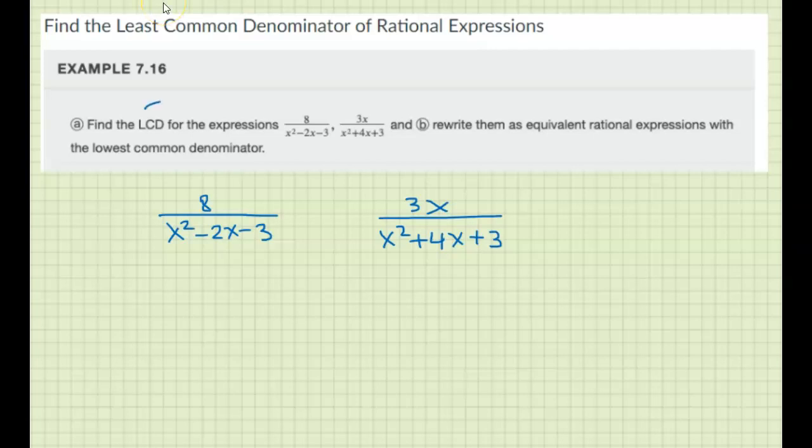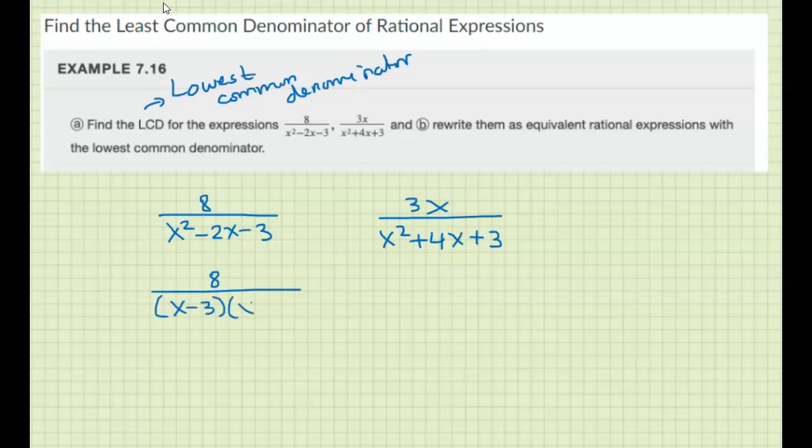This is the lowest common denominator. And then it says rewrite them as equivalent rational expressions with the lowest common denominator. Okay, so this is how this works. You're going to factor all the denominators only. So I'm going to factor this first denominator. This is x minus 3 and x plus 1. And this one, we have 3x over, and this is x plus 3, x plus 1.